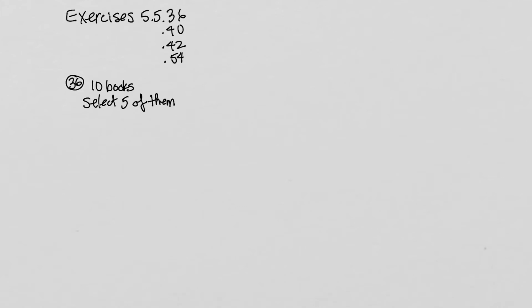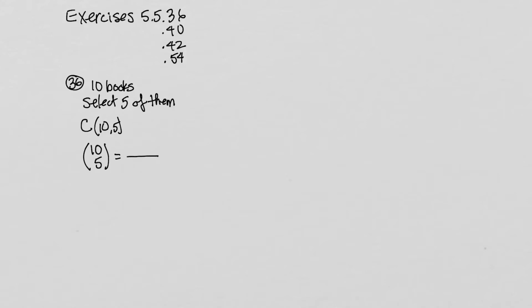In section 5.5, problem number 36 asks us how many ways can we select 5 books out of 10 books to put into our backpack. Since order makes no difference here, this is going to be a combination, and instead of using the notation "out of 10 books choose 5," which we perfectly could, I think I'll use this notation here just to change it up. Out of 10 objects, let's choose 5.